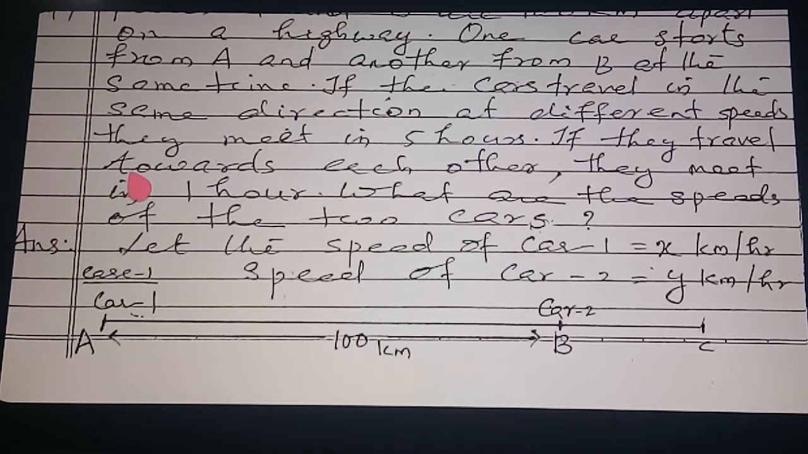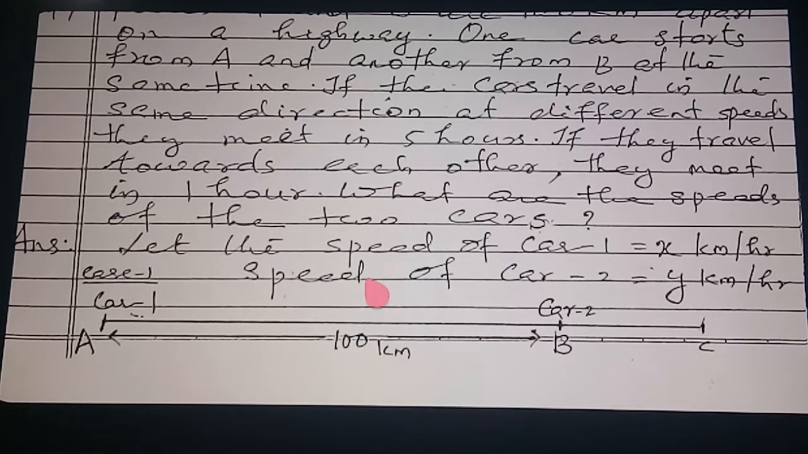If they travel towards each other, they meet in 1 hour. If they are traveling towards each other in this way, A is traveling from here and B is traveling from here, they are traveling towards each other, not going away. So one is coming from here and one is coming from there. That I have drawn on the next page, in the next diagram, and there I will explain. So what are the speeds of the two cars? The question is very clear. What are the speeds of the two cars means the variables are already understood.